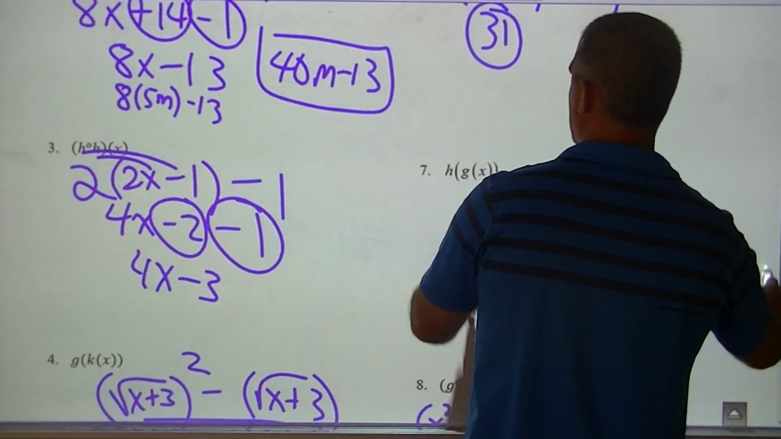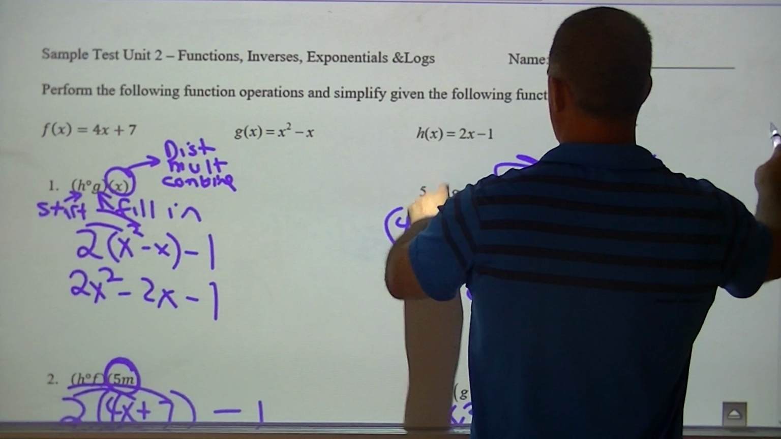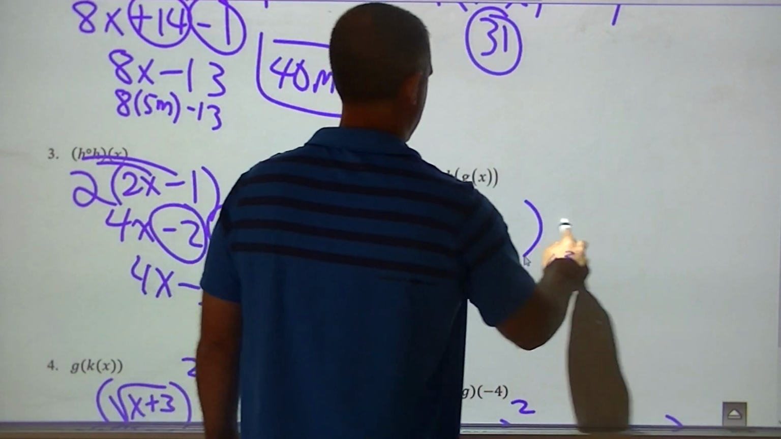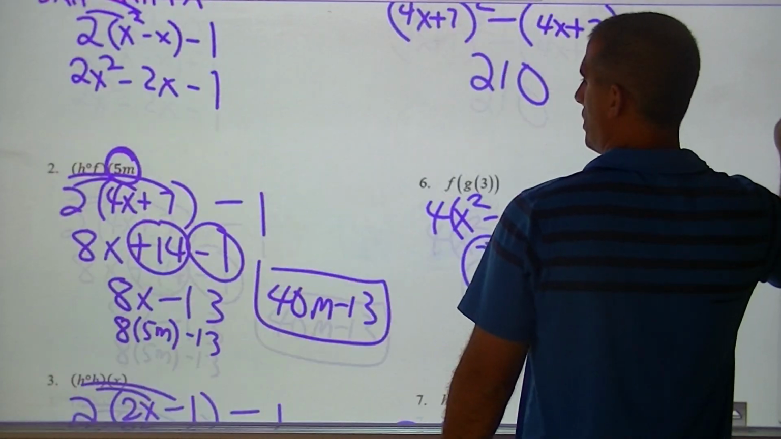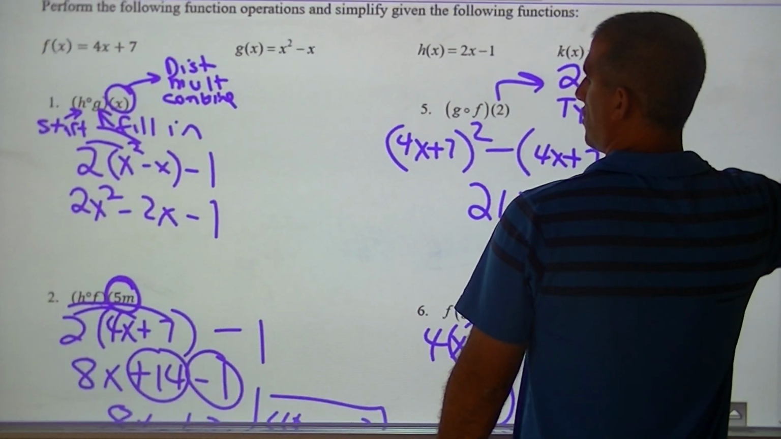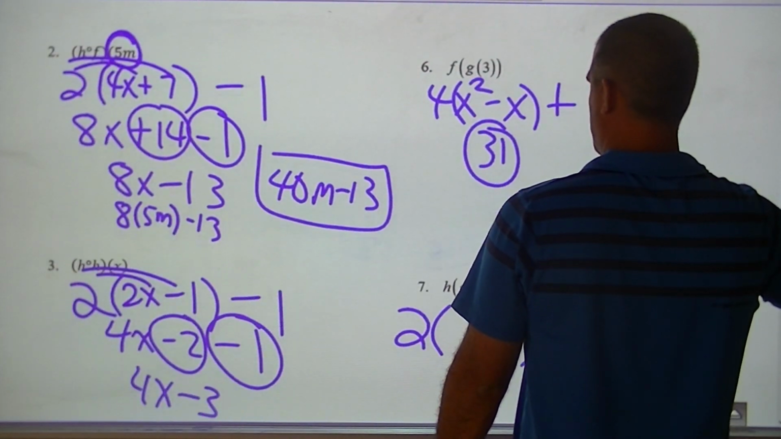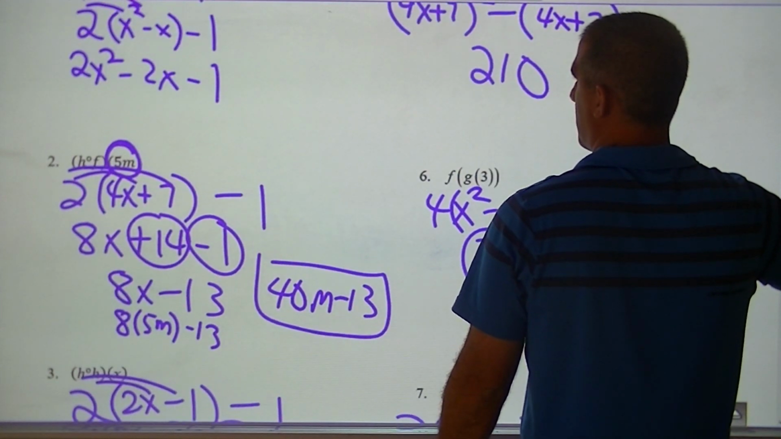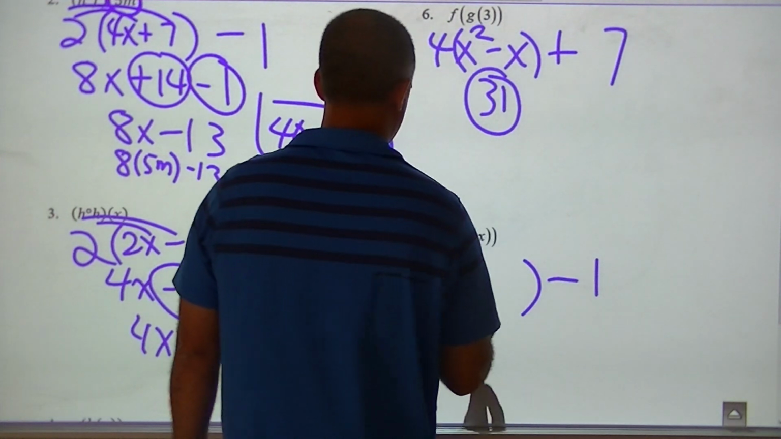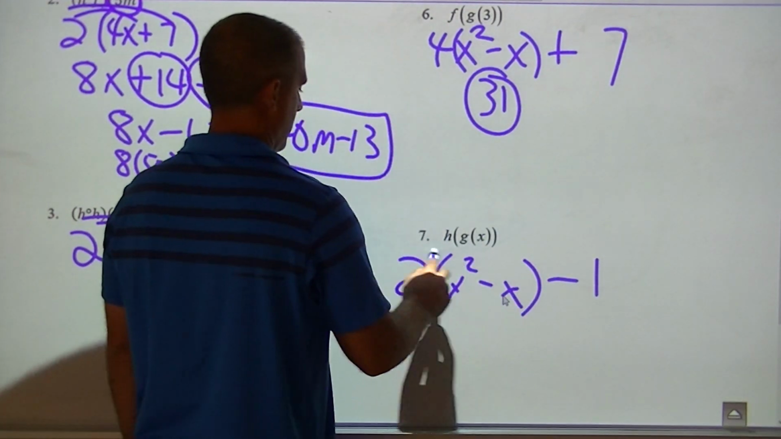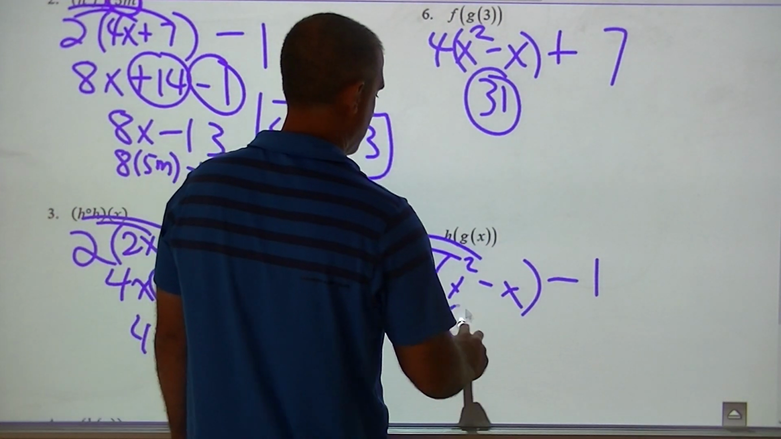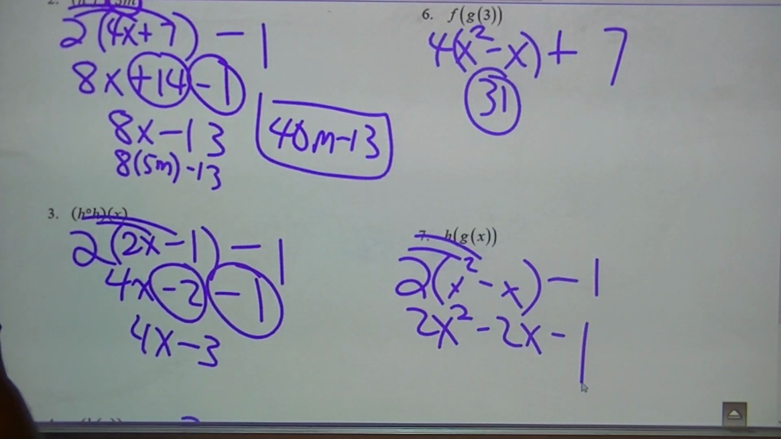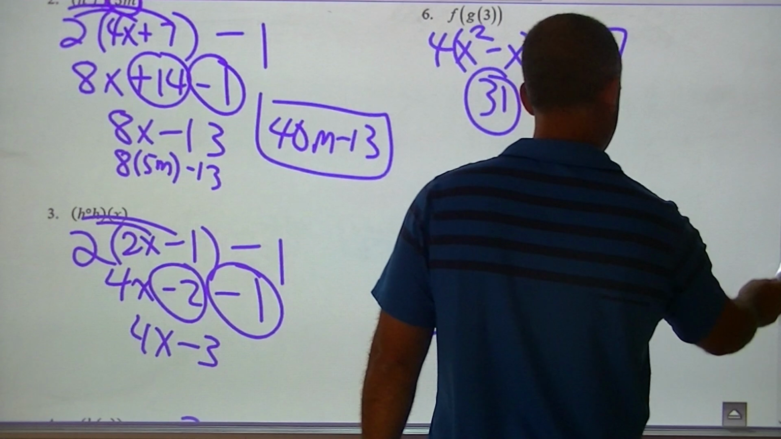H of g of x, h will be 2x minus 1. We're going to fill in g here. G is x squared. Oh, it's the same problem. This is just the same as this one. So it's the same thing. Sorry for the repeat. That's that.